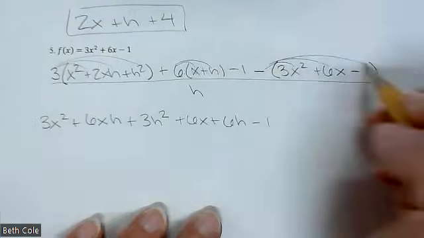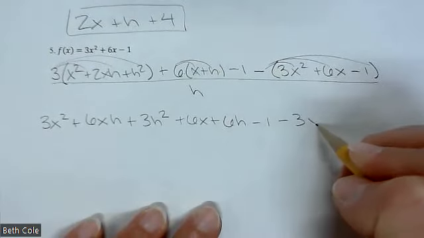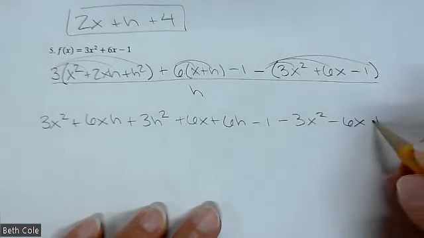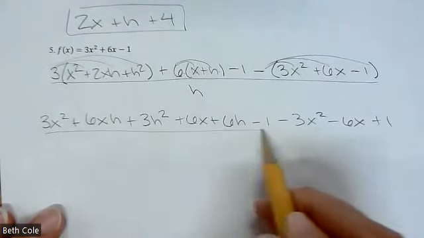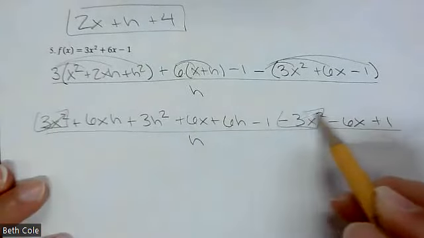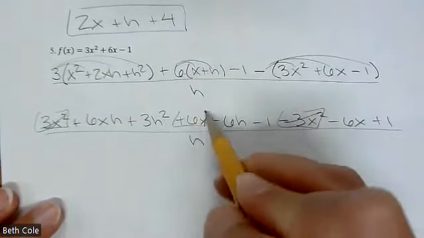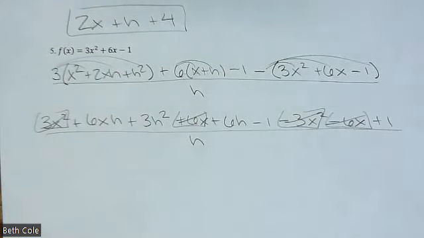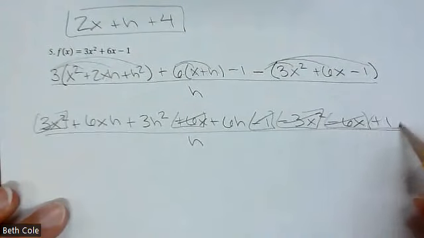And then distribute your negative. That's going to negate all of these. Minus 3x squared minus 6x plus 1. And again, if you did your job correctly, a lot of stuff should go away. So let's see, what does go away here? 3x squareds are gone. 6x is gone. And the 1s are gone.